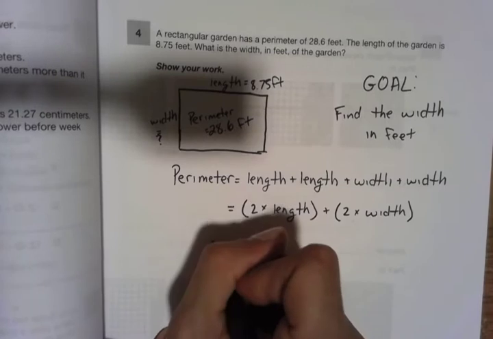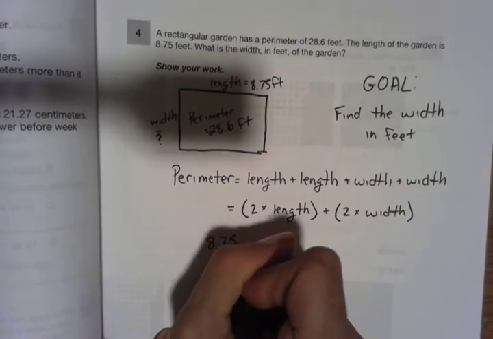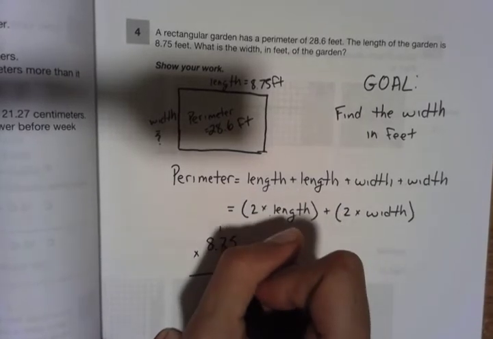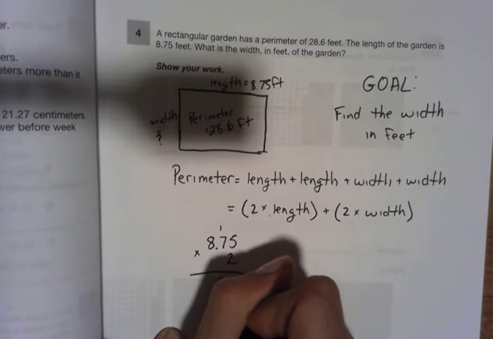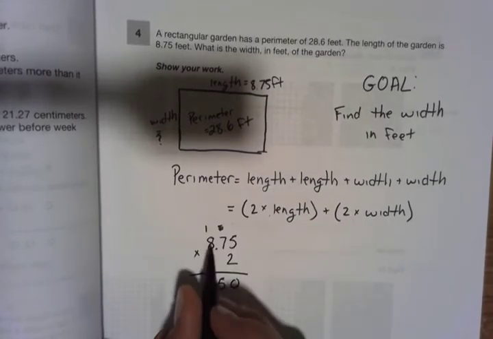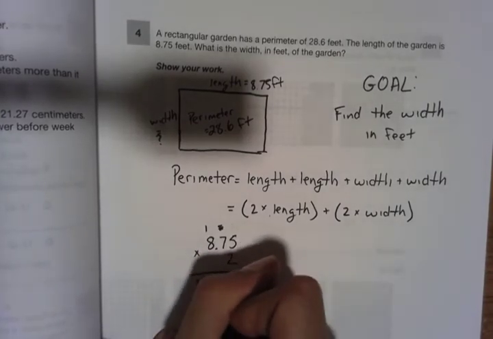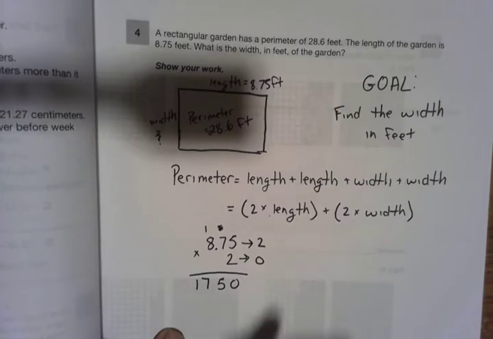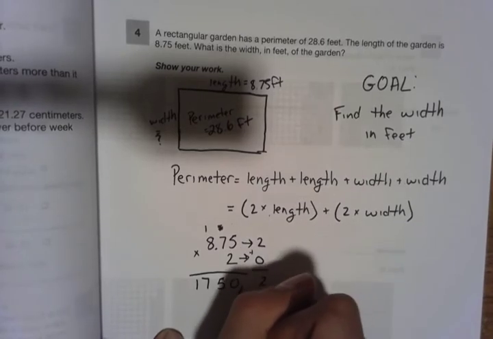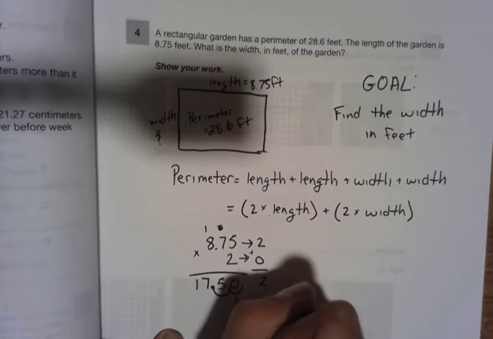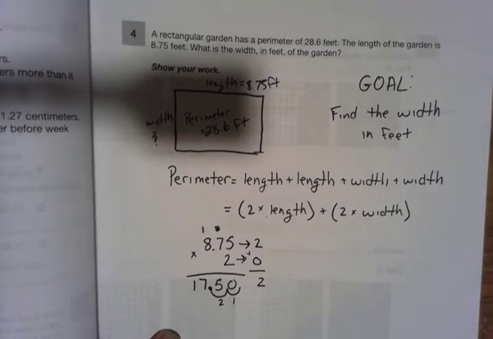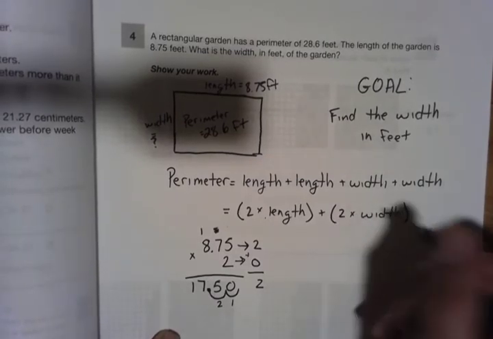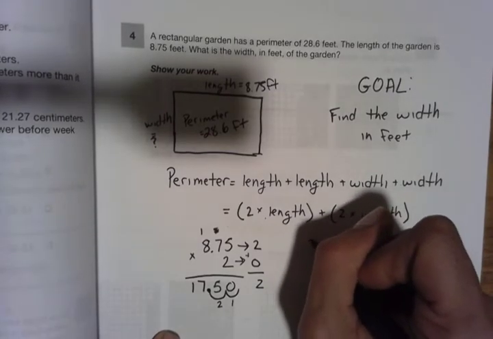So I know the length is 8.75 feet, and I'm going to multiply that by 2. So 5 times 2, 10, carry the 1. 7 times 2, 14, plus 1, 15, carry the 1. Cross that out so I don't get confused. 2 times 8 equals 16 plus 1, which equals 17. With this 8.75, there are 2 numbers to the right of the decimal. 2 has 0 to the right of the decimal. So 2 plus 0 is 2, meaning we have to move our decimal 2 places. So 1, 2. So the addition of the length is 17.50 feet.